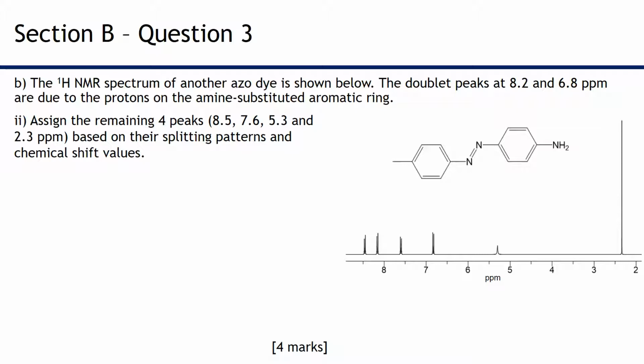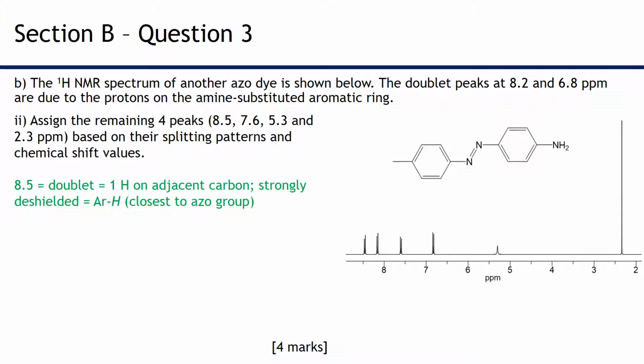So let's assign these peaks now. The peak at 8.5 is a doublet, which tells you there must be one proton on the adjacent carbon. It's strongly de-shielded, being at 8.5 ppm, and that means it's most likely to be an aromatic proton. In fact, this is the one closest to the azo group, but you didn't have to say that to get the mark here.